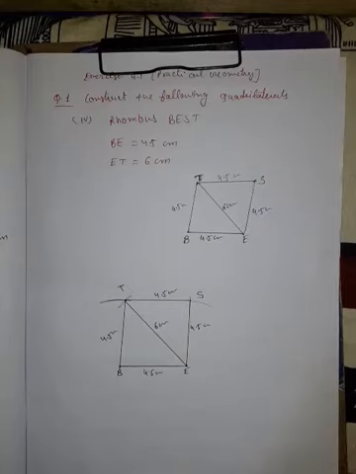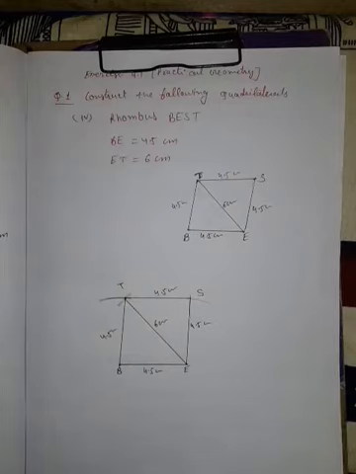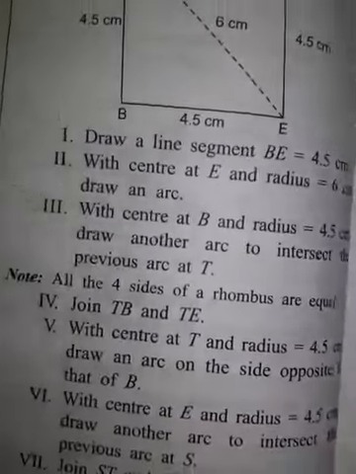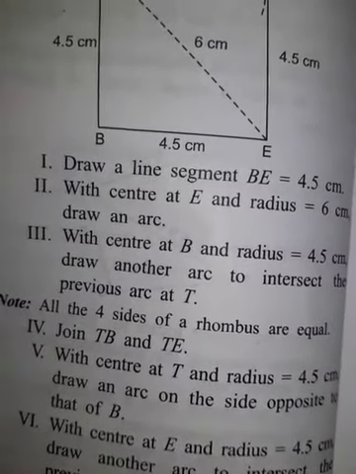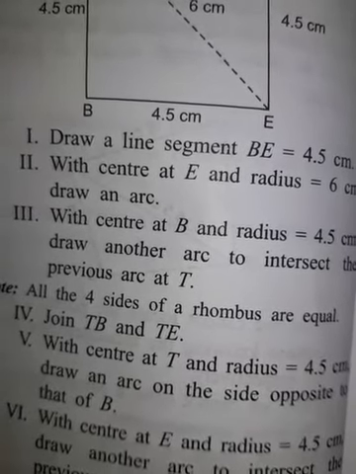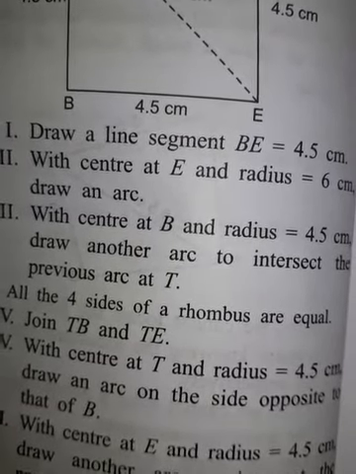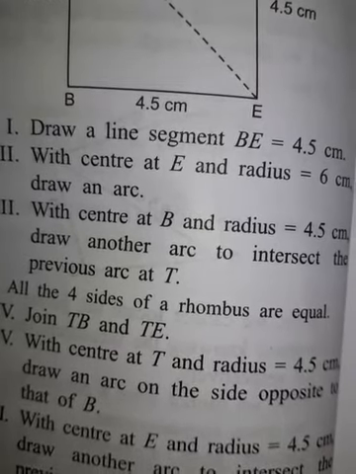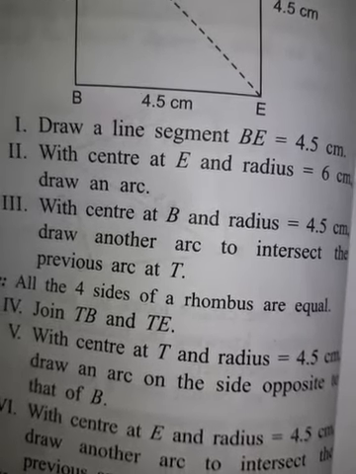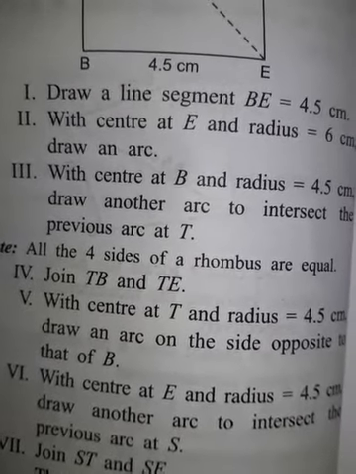Now you will see the steps of construction here. First, draw a line segment BE, 4.5 centimeter. Second step, with the center at E and radius 6 centimeter, draw an arc. With center at B, now from B also we will take an arc of 4.5 centimeter, and draw another arc to intersect the previous arc at T. Where are both intersecting? At T. All four sides are equal in a rhombus, so join TB and TE.